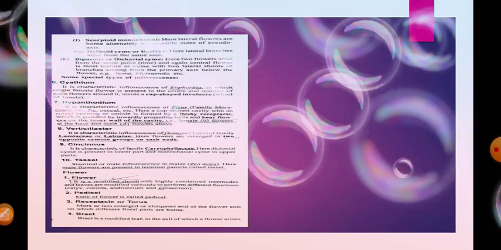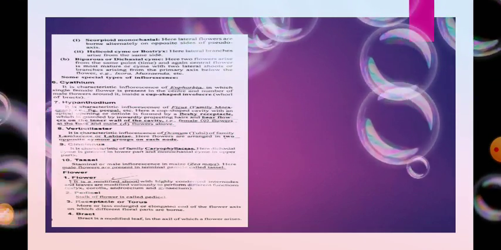Now let's list some other special types of inflorescence, like the cyathium. Cyathium: have you seen the Euphorbia? In Euphorbia, a single female flower is present in the center and a number of male flowers around it, inside a cup-shaped involucre or whorl of bracts. This is known as the cyathium.